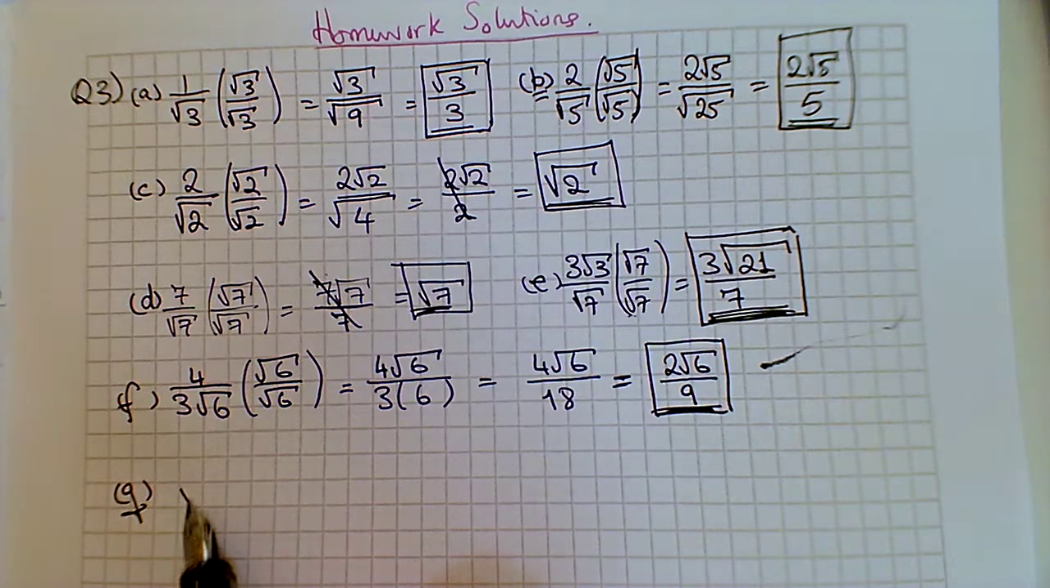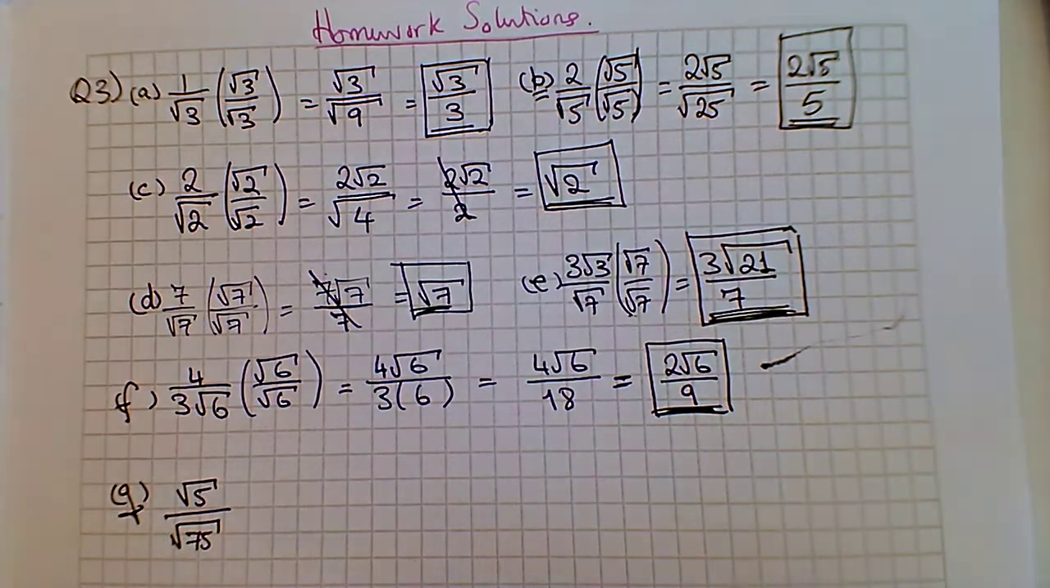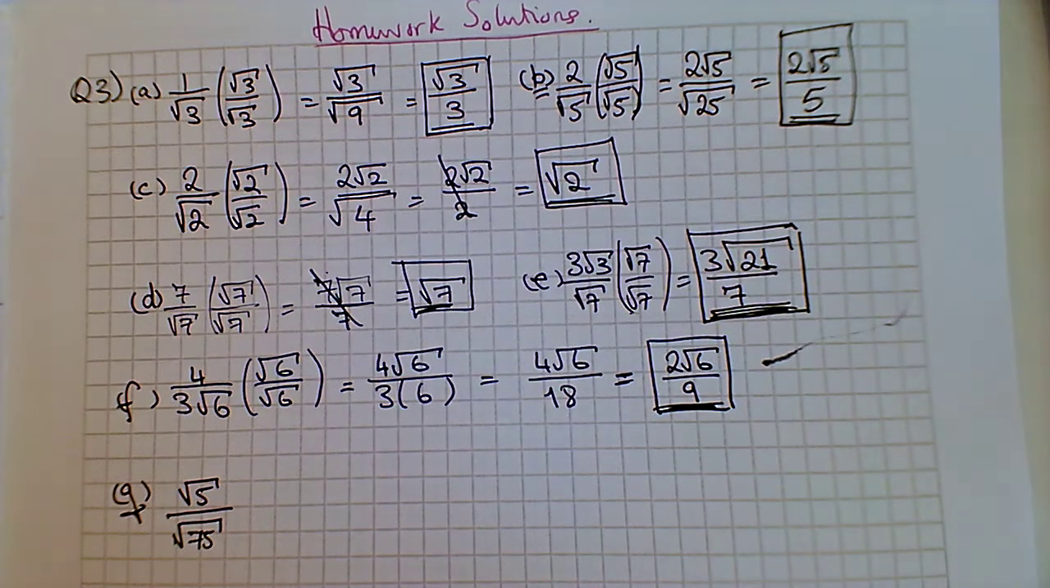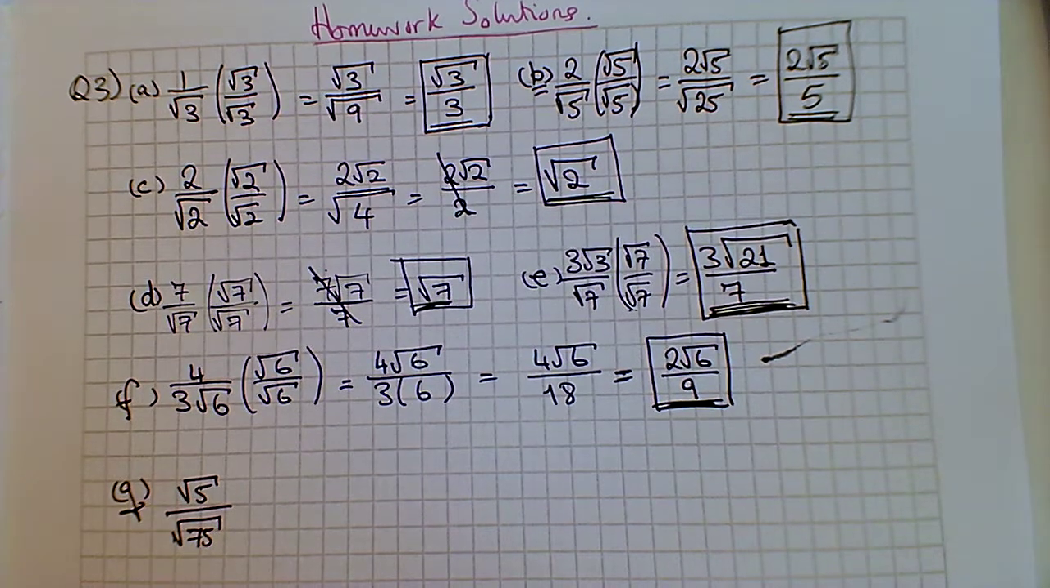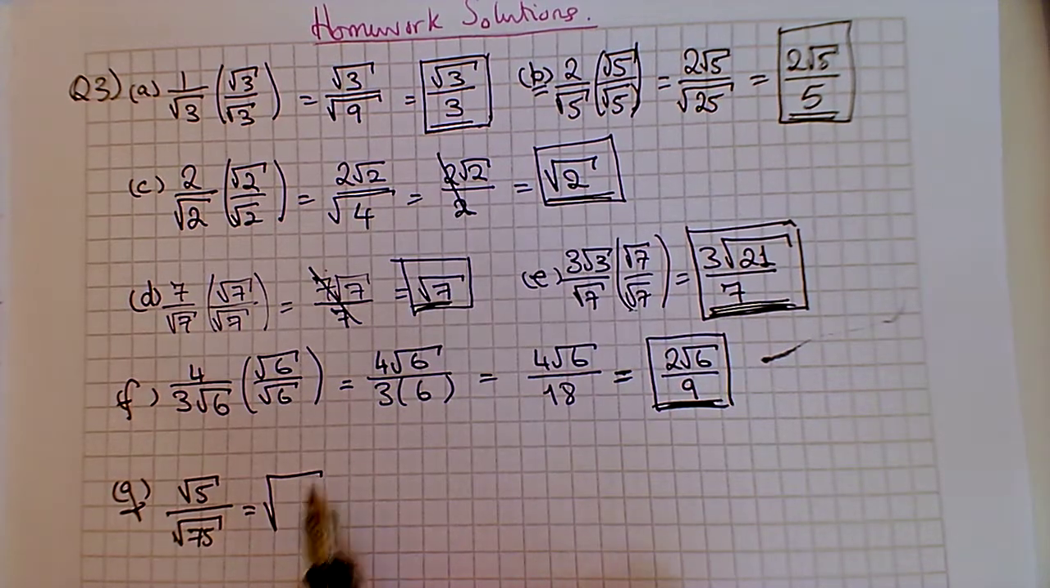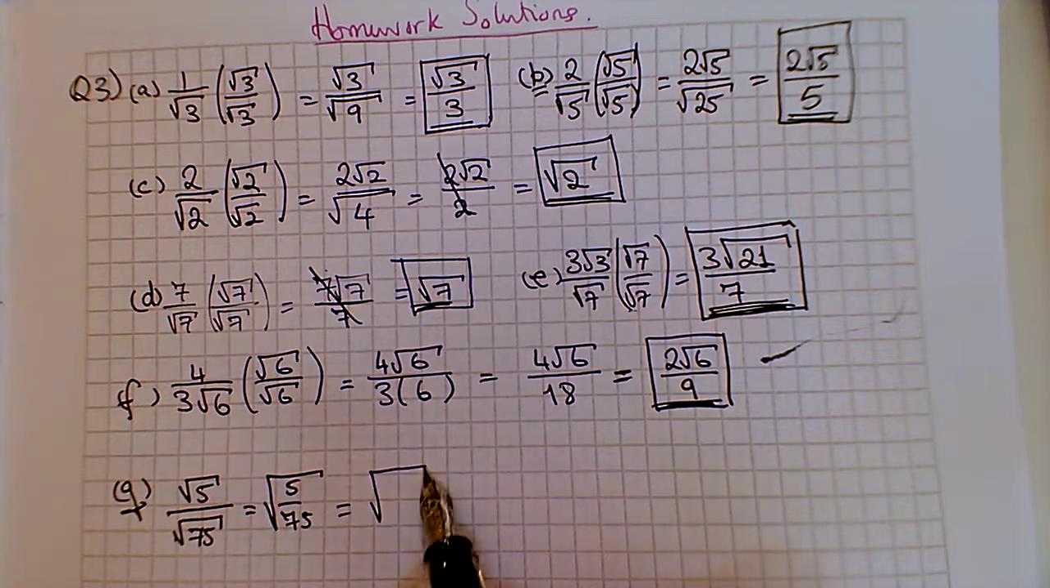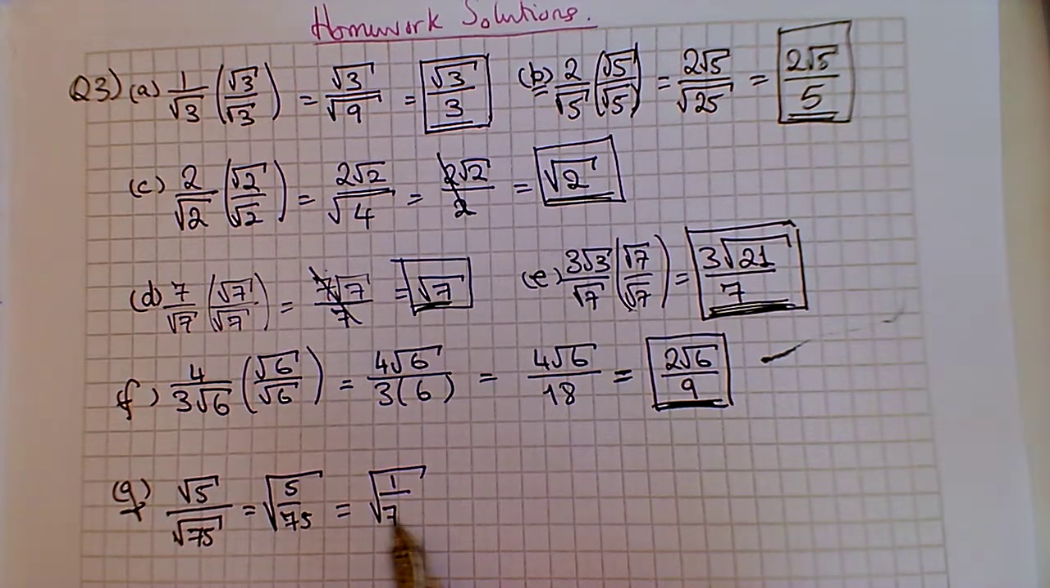And part G, root 5 over root 75. Okay, before I rationalize the denominator here, I can see that 5 goes into 75. Now it's fine if you rationalize the denominator the way we've done it before, but because I can see that 5 goes into the square root of 75, I might decide to simplify this and have 1 over the square root of 75, like this.